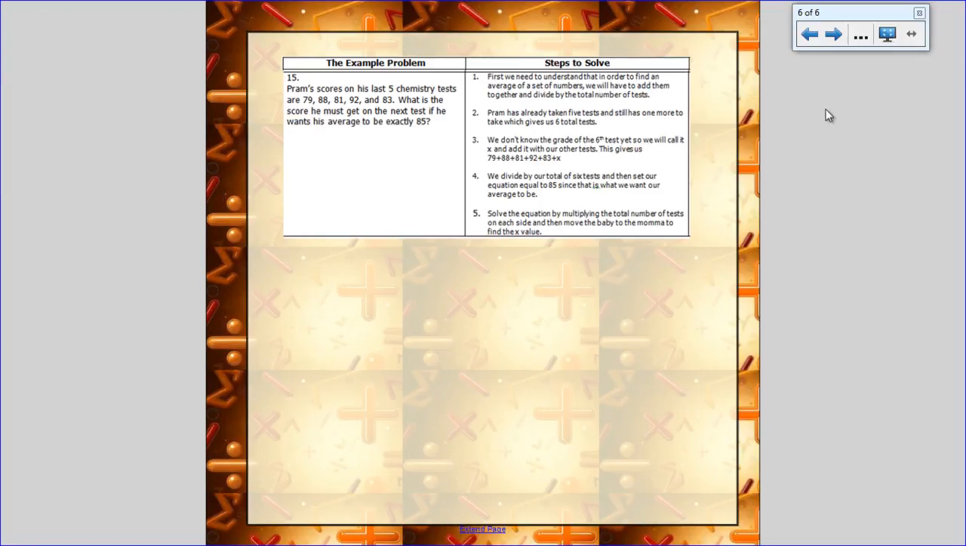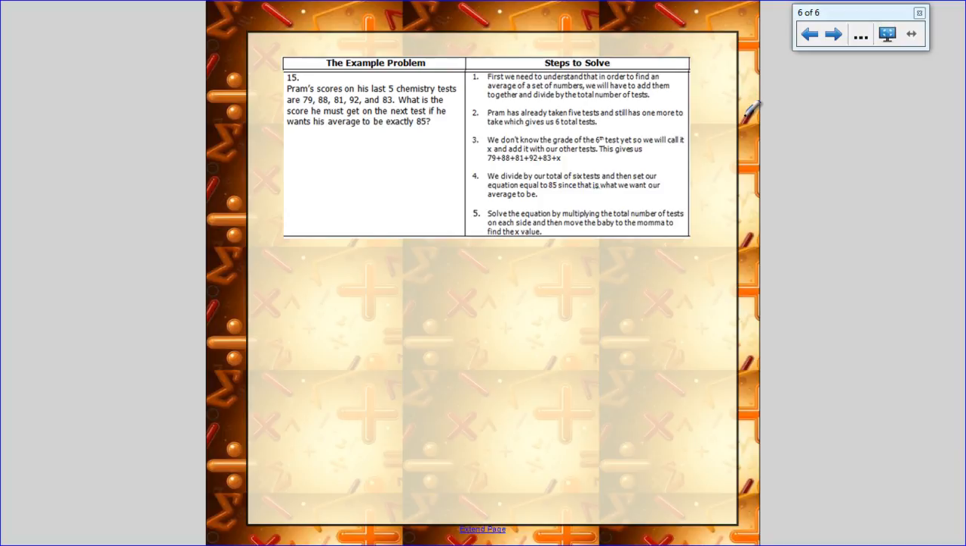So the last problem that you need to correct is question number 15 from your test. It's a question about averages. Pram's scores on his last 5 chemistry tests are 79, 88, 81, 92, and 83. What is the score he must get on the next test if he wants his average to be exactly 85?